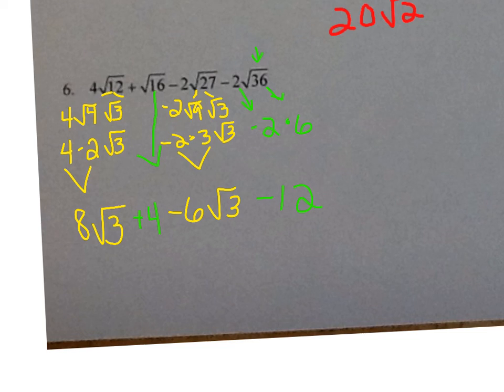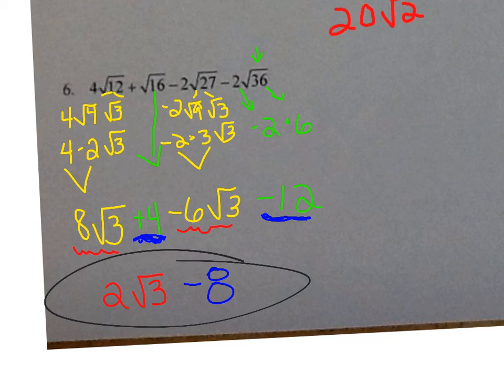All right, so now let's combine like terms. I can combine 8 square root of 3 minus 6 square root of 3. So that's 2 square root of 3, right? 8 minus 6 is 2. And then I could actually add the integers. 4 minus 12 is negative 8. So that would be my final answer. 2 square root of 3 minus 8. If you write it like this, negative 8 plus 2 square root of 3, same thing.